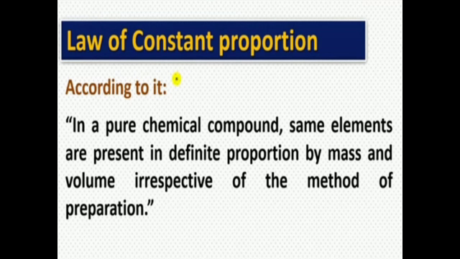In this law also you have to learn it. It can be asked for 1 mark: state the law of constant proportion. So you have to write, according to this law, in a pure chemical compound, the same elements are present in definite proportion of mass and volume, though their method of preparation is different, but the proportion of their mass and volume is the same. So how?